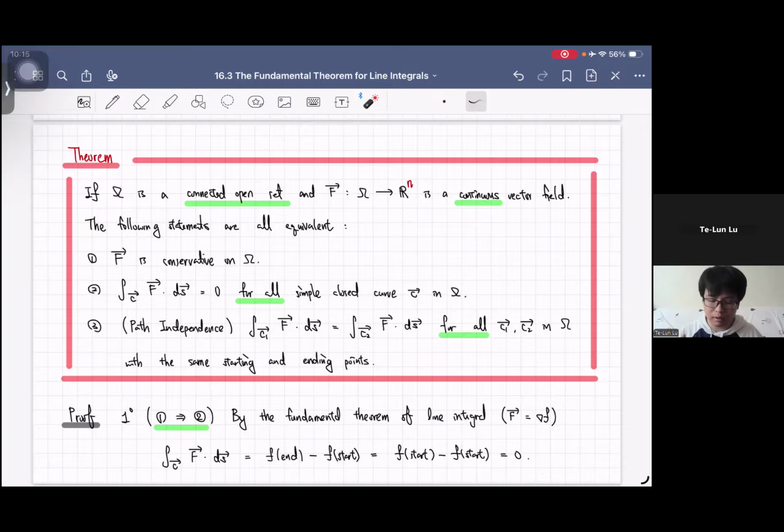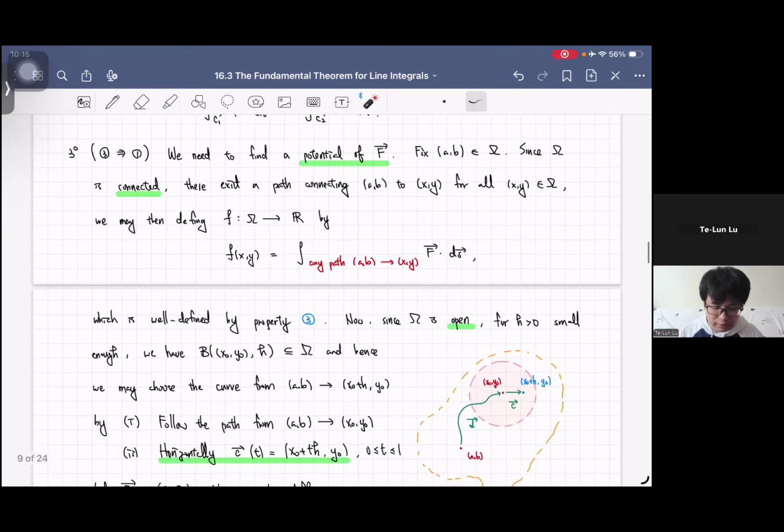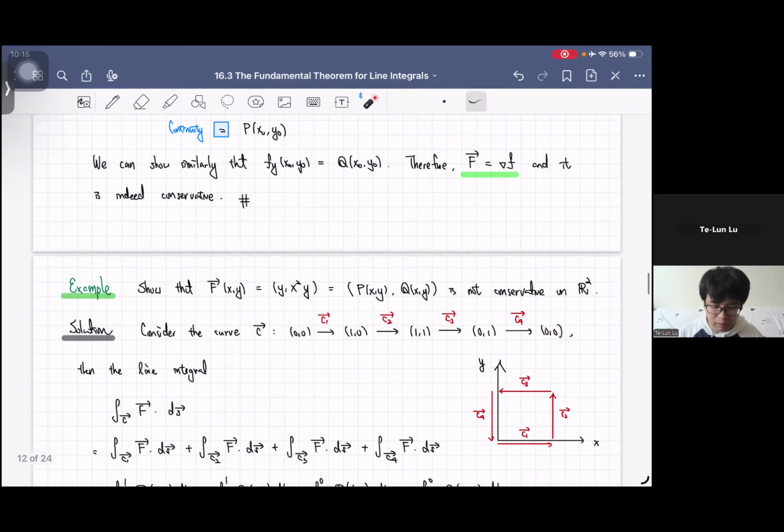Okay, so that comes to this example here. Let me do this.